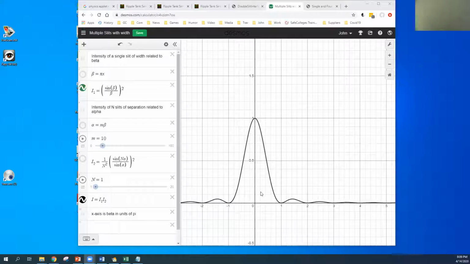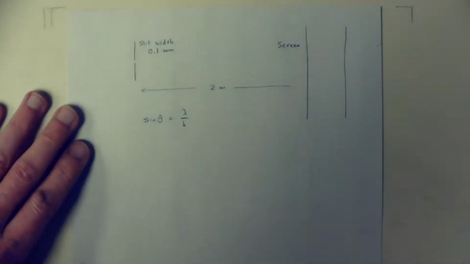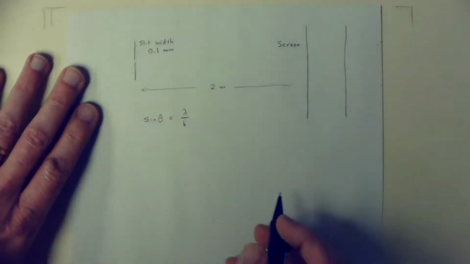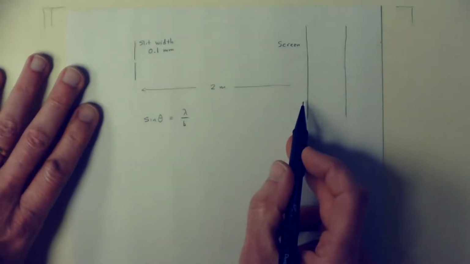So let's work an example just to make this clear again. So we're just wondering, how big is this figure going to look again? So stop the share, and here's our example. So we've got a single slit that's of width 0.1 millimeters, and 2 meters away is our screen.